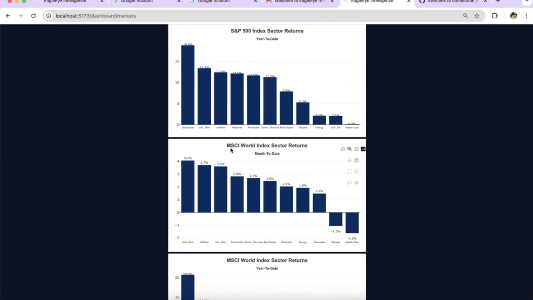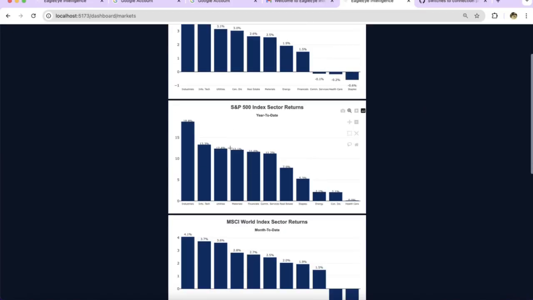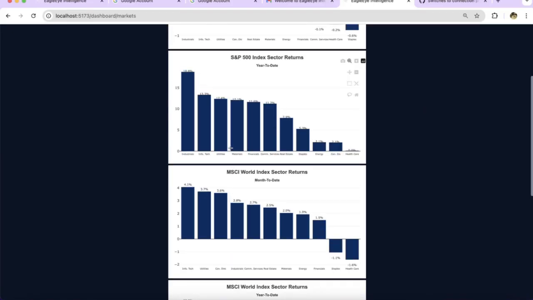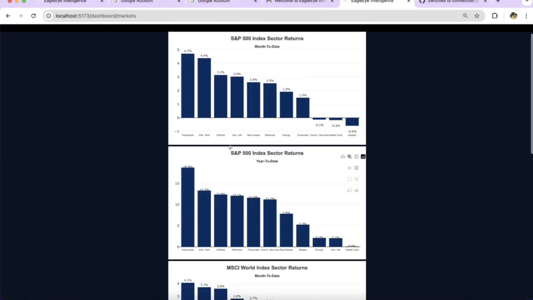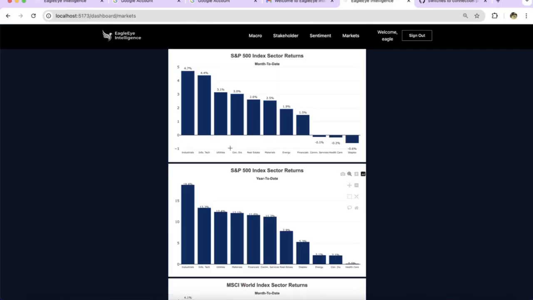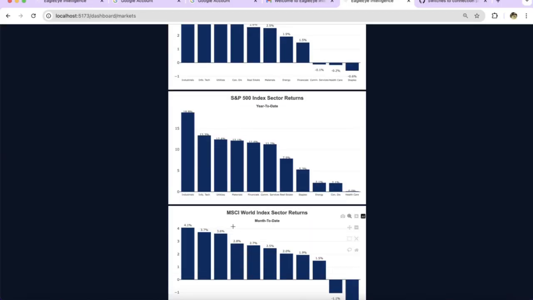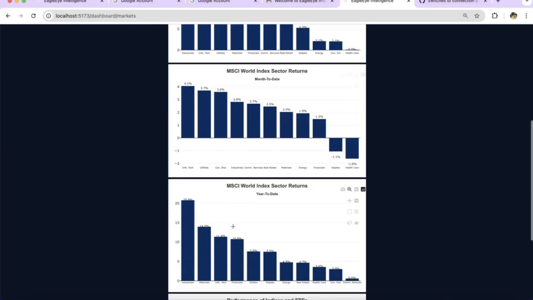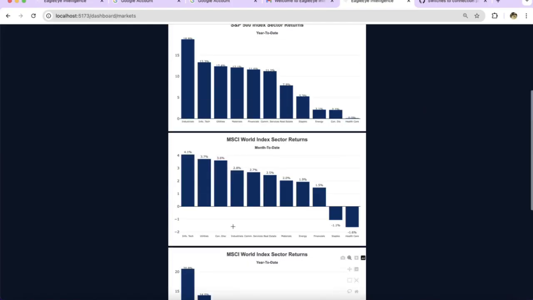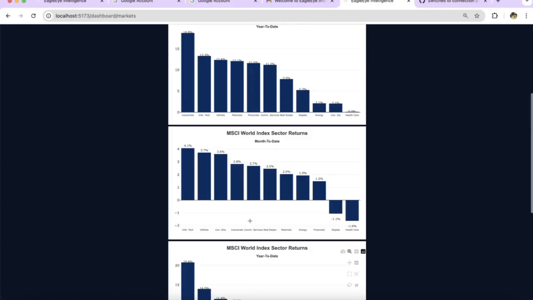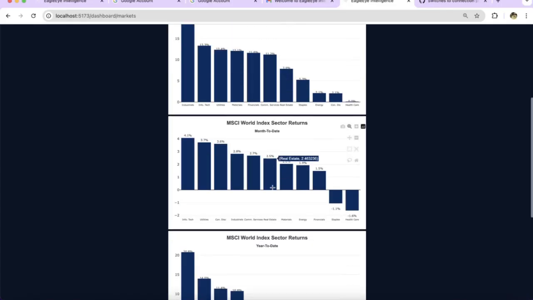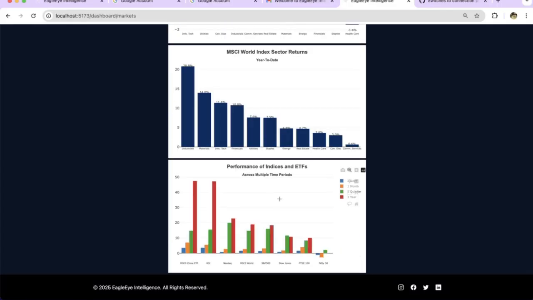Now, I think having the MSCI World Index would also be very interesting, as we can use it to compare with the US, and see whether it's outperforming or underperforming the US. As you can see, relatively, I think it's more or less the same as the US for the month. Whereas for the year to date, you can see that the world is actually outperforming the US market.